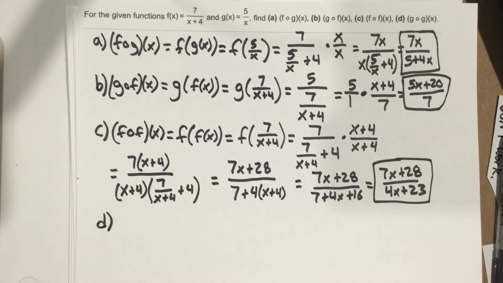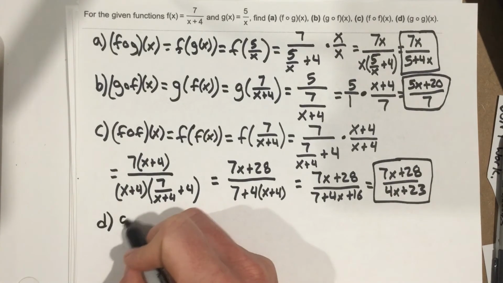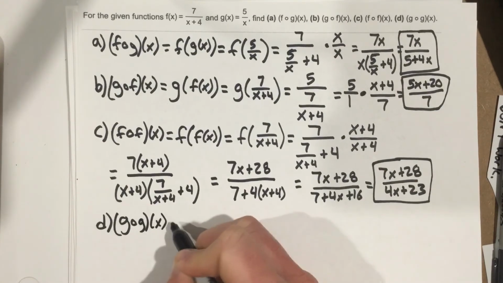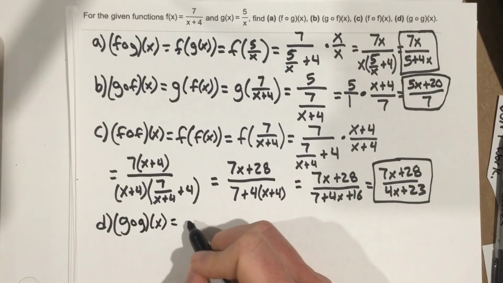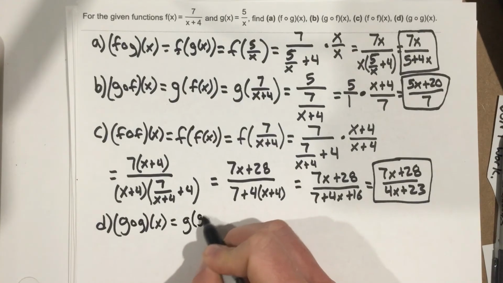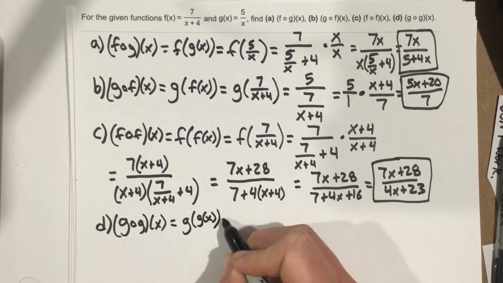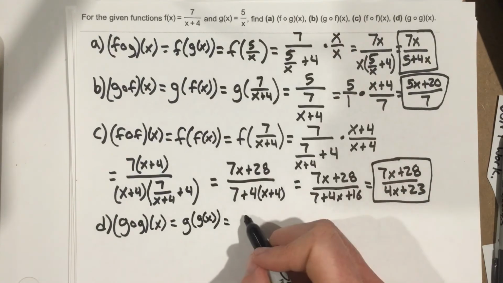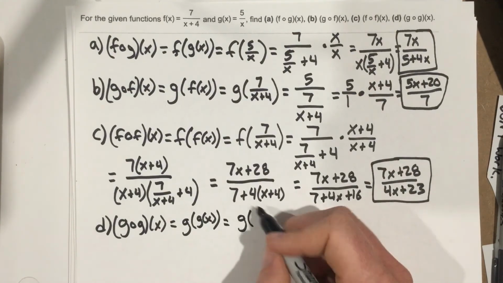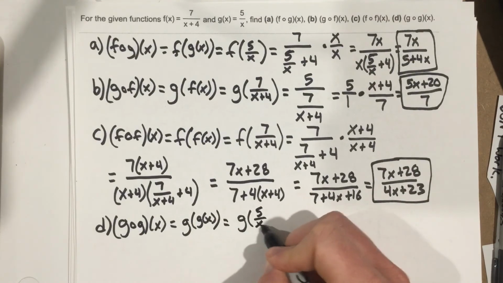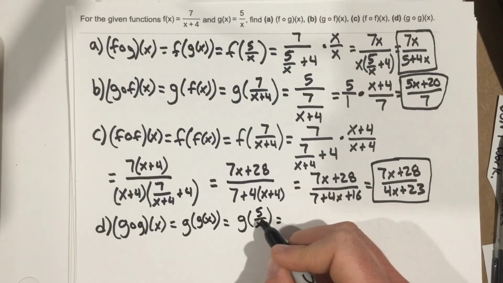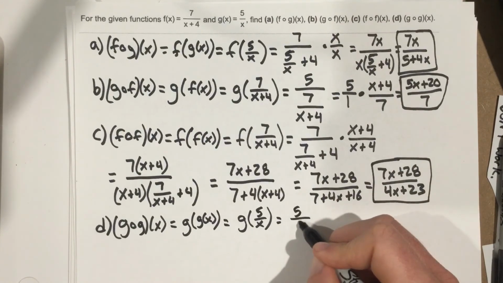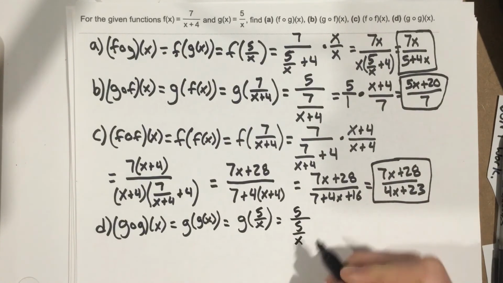Part D. G of g of x. That equals g of g of x, which is g of 5 over x. So I'm inputting 5 over x now into its own function, so I'm going to have 5 over x.